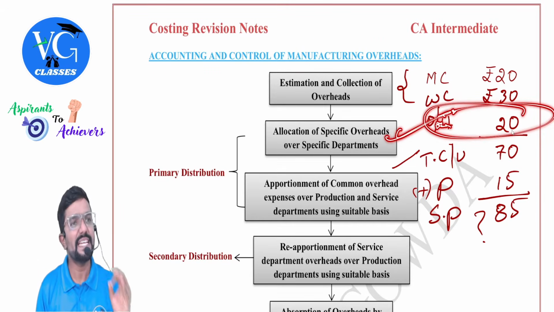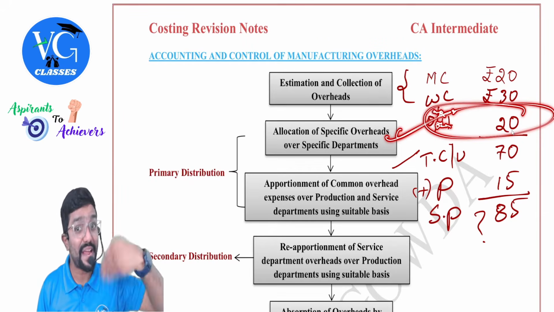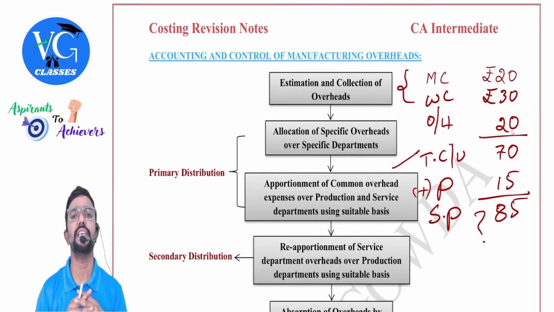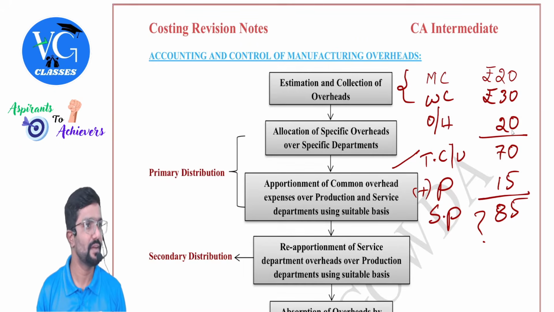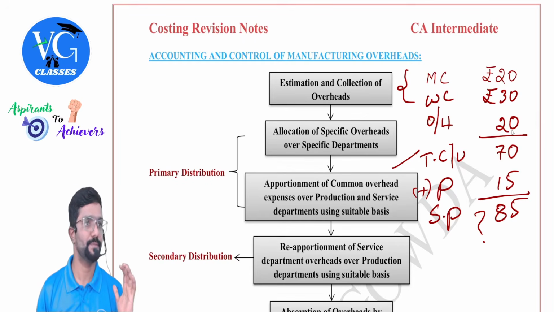Now, is this incurred for each and every unit produced? No, sir. Now I need to do some exercise in order to find out this 20. That is what we are learning in this chapter. Sir, how do we find out this 20? We will call this overhead recovery rate or overhead absorption rate. How we figure it out is the task in this chapter.